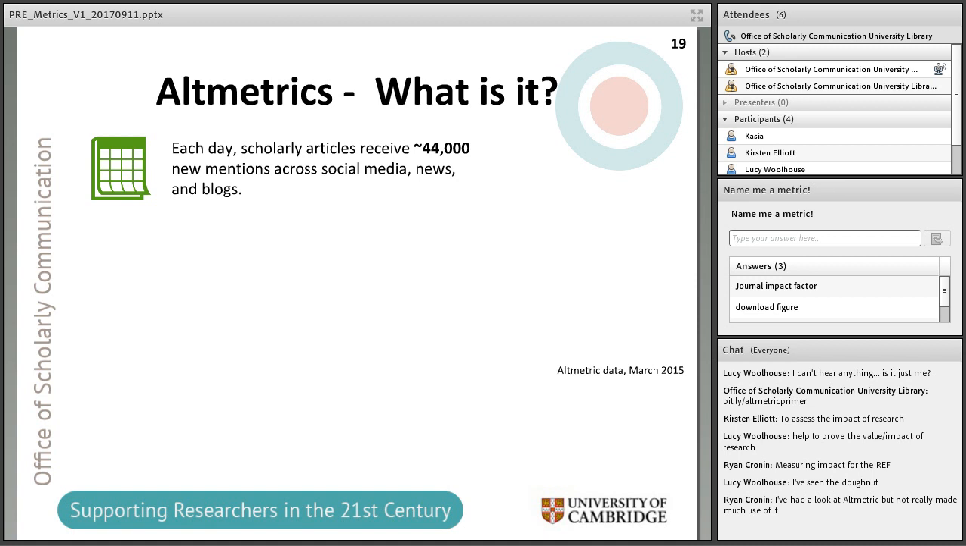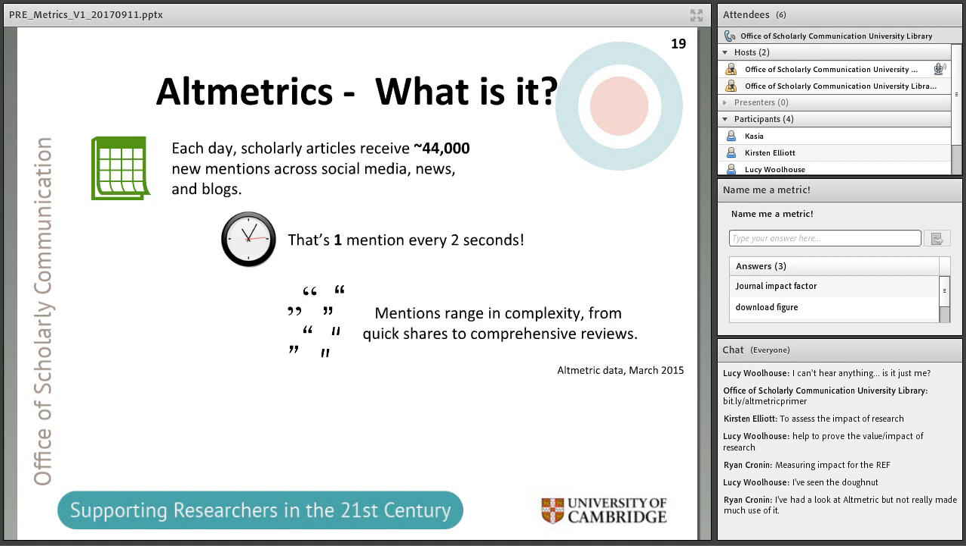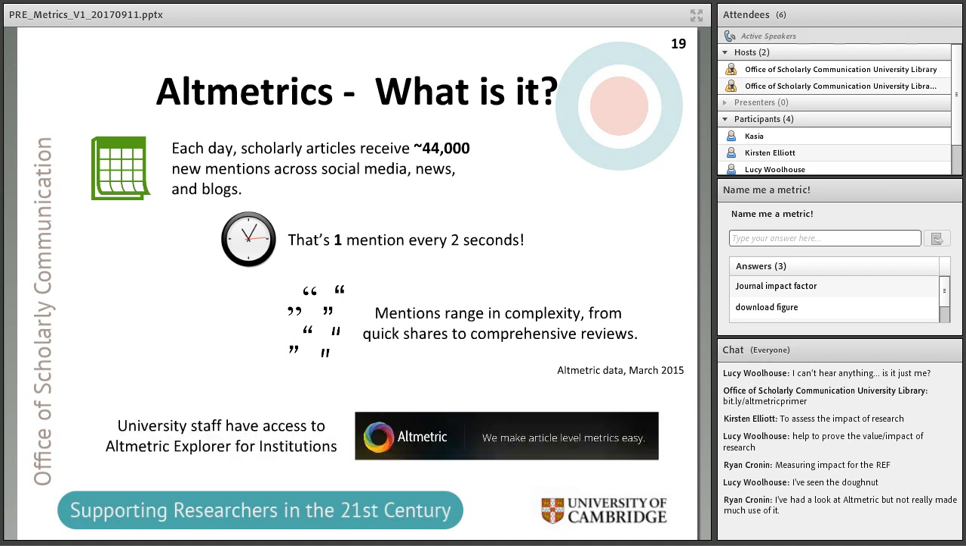So this is pretty old data now. This is 2.5 years old, and I apologise I didn't have time to update this. But each day, scholarly articles are receiving about 44,000 new mentions across social media, news and blogs. So there's this huge discourse about academic research going on online. That's one mention every 2 seconds, which is a lot. And those mentions range from really complex to quick shares to comprehensive reviews. So it might be someone tweeting something in 140 characters, or someone writing a really long news piece or a blog paper about the research.